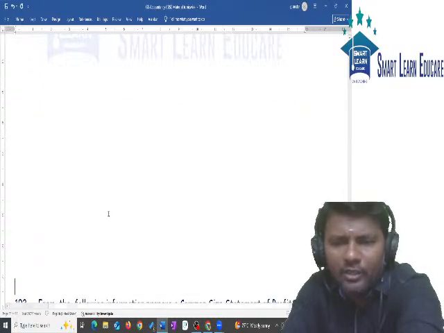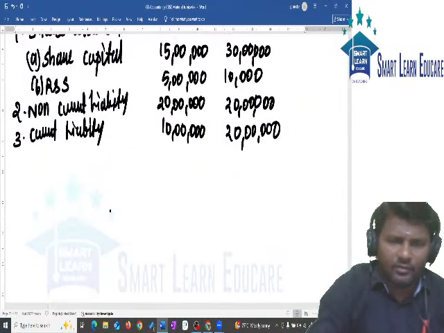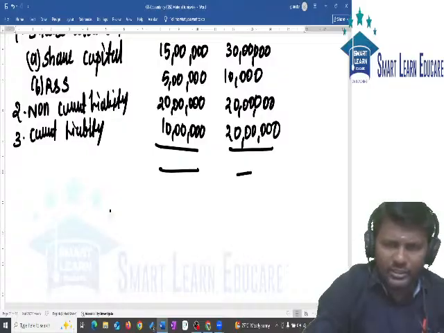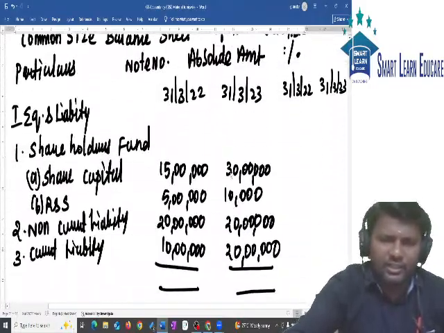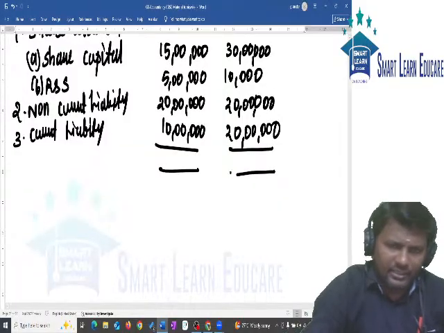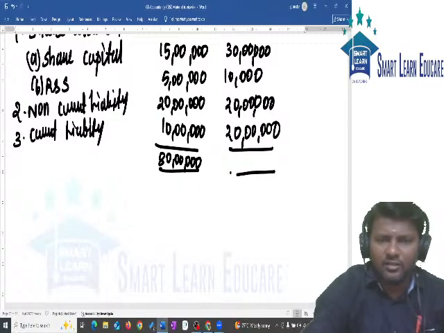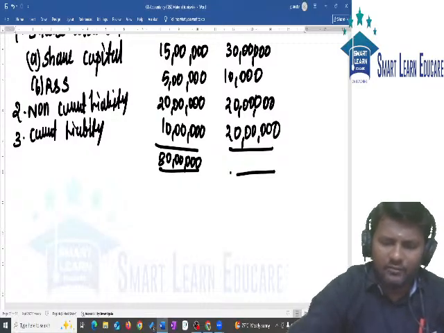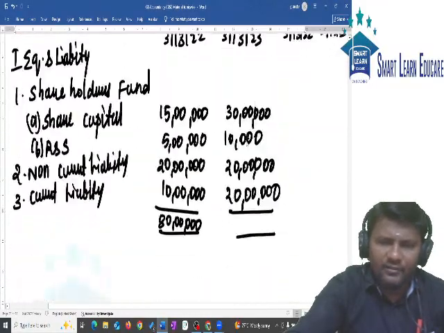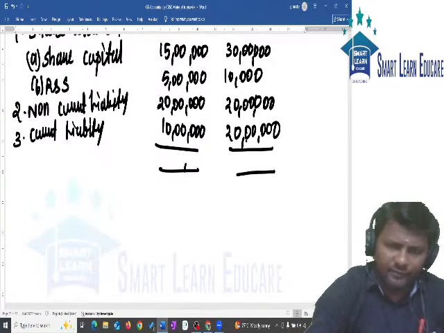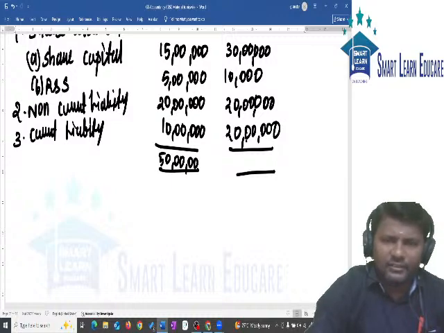Now we have a total of balance sheet liability side. So it is given in the question. What is the balance sheet total? It is 80 lakhs is the total. This 80 lakh you are going to express in terms of percentage. Here what is the total? First year it is 80 lakh, second year 50 lakhs. First year 50, first previous year it is 50, current year it is 80.